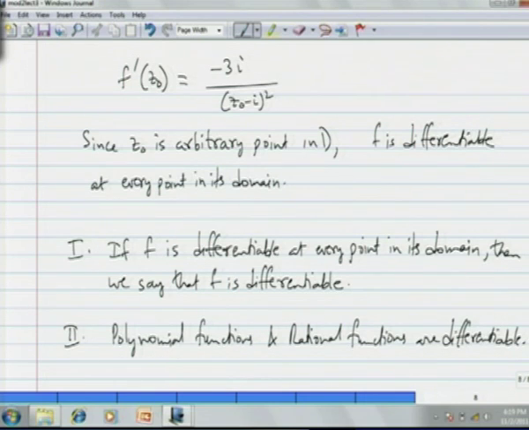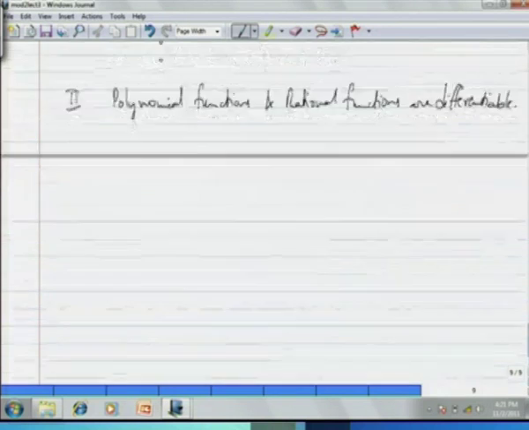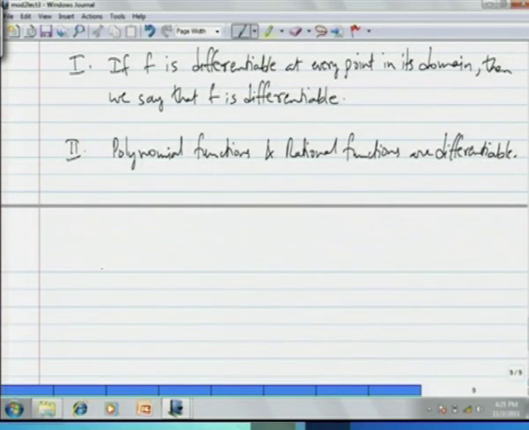The phenomenon exhibited by the f in our example is actually characteristic of any rational function, and any rational function is differentiable at every point in its domain. And likewise, polynomials, it is easy to show, are differentiable. Let us look at yet another example. Here is an example of a function which is peculiarly differentiable only at a single point.